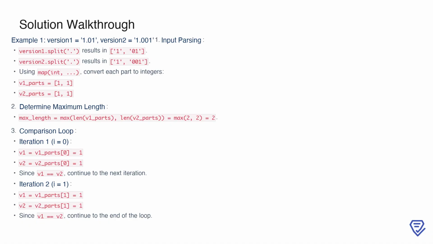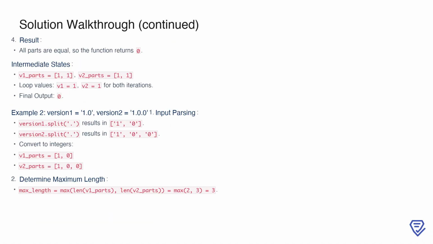In the first iteration, we compare the first elements, 1 from v1_parts and 1 from v2_parts. Since they are equal, we continue. In the second iteration, we compare the second elements, which are also both 1. Again, since they are equal, we complete the loop without finding any differences. At this point, since all parts of the two versions are equal, the function concludes by returning 0.